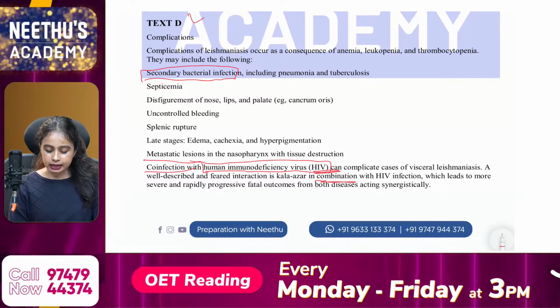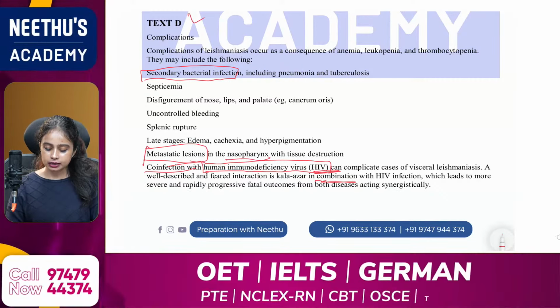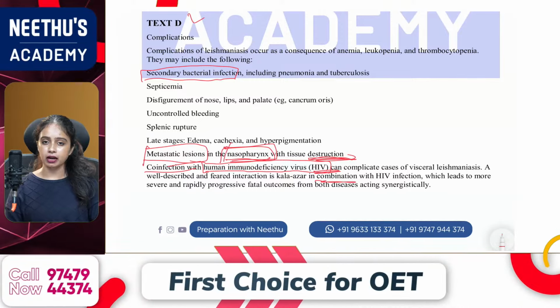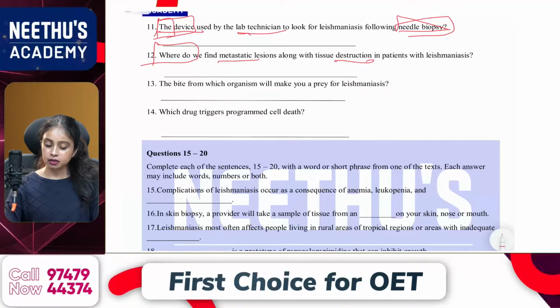So metastatic lesions, so these are our keywords, is in the nasopharynx with tissue destruction. So answer should be nasopharynx. Okay.